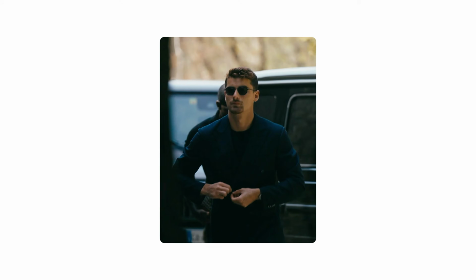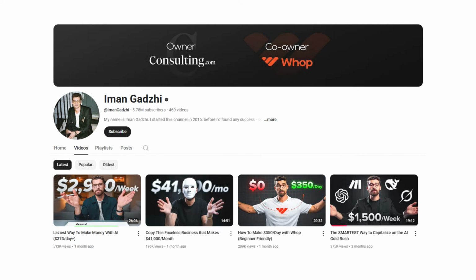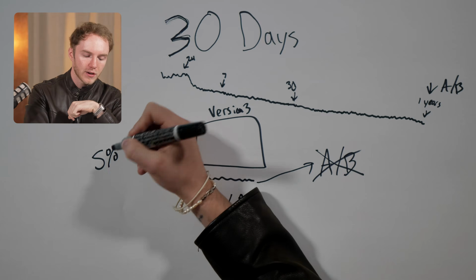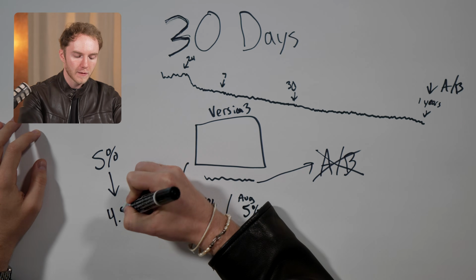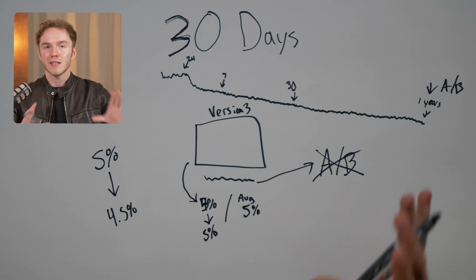What the best channels in the world do, for example Iman Gadzhi, is he has a team continuously monitoring all of his videos, and he's constantly seeing if they drop below his average CTR. His average CTR is around 5% long term. So if any video on his channel drops below 5%, so let's say we have a video here, if the video drops below 5%, into 4.5%, he will completely change up the video.